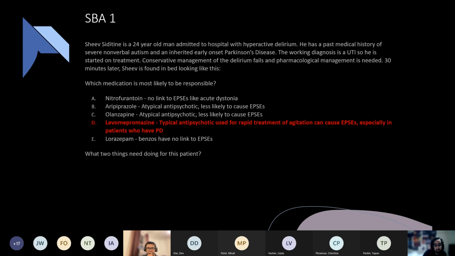Now, olanzapine is the second best answer here. Aripiprazole and olanzapine are both atypical antipsychotics, which means that whilst they do bind to the dopamine 2 receptor, they have a far lower affinity than levomepromazine, which is a very old antipsychotic, which nowadays isn't used so much for things like schizophrenia as for treating acute delirium, because you give it by IM injection and it acts quite quickly. Lorazepam has no link to extrapyramidal side effects.